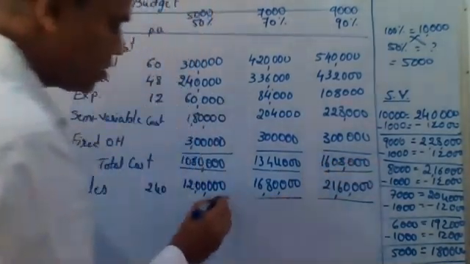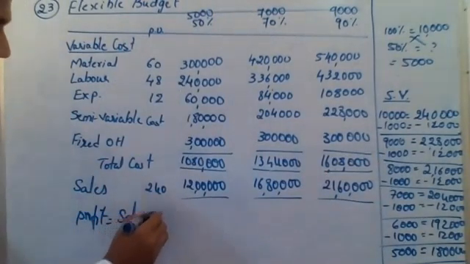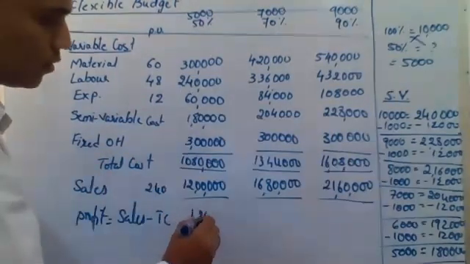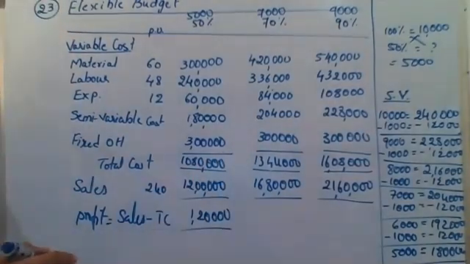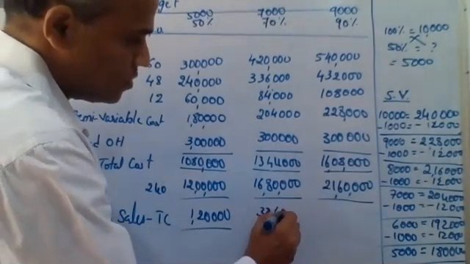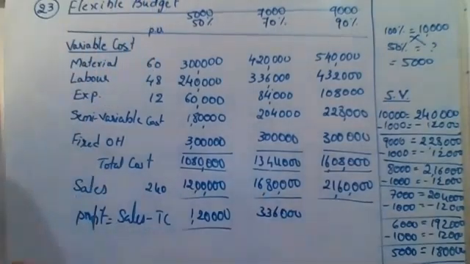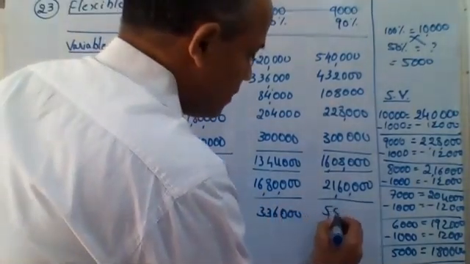So you have the total cost and total sales. So profit is equal to sales minus total cost. So 12 lakhs minus 10 lakh 80, 1 lakh 20 is a profit. 16 lakh 80 minus 13 lakh 44 is 3 lakh 36,000. 21 lakh 60 minus 16 lakh 8,000 is 5 lakh 52,000.